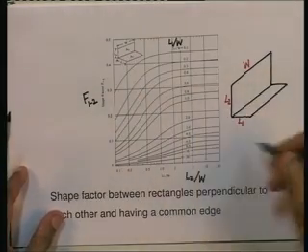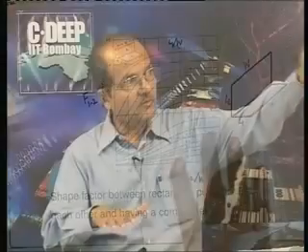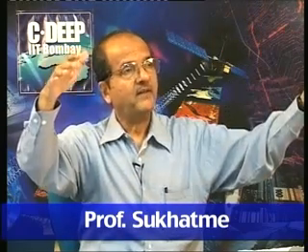So, given a particular situation now, this could be the floor of this room and one of the side walls, or the ceiling of this room and one of the side walls. There are two situations of two rectangles at right angles to each other with a common edge. Okay? Could be any one of these.